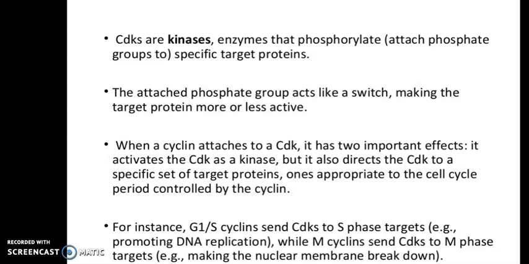When a cyclin attaches to a CDK, it has two important effects. The first one is it activates the CDK as a kinase, but it also directs the CDK to a specific set of target proteins, ones appropriate to the cell cycle period, controlled by the cyclin. For instance, G1S cyclin sends CDKs to S phase targets, for example for promoting DNA replication, while M cyclin sends CDKs to M phase targets, for example for making the nuclear membrane break down.